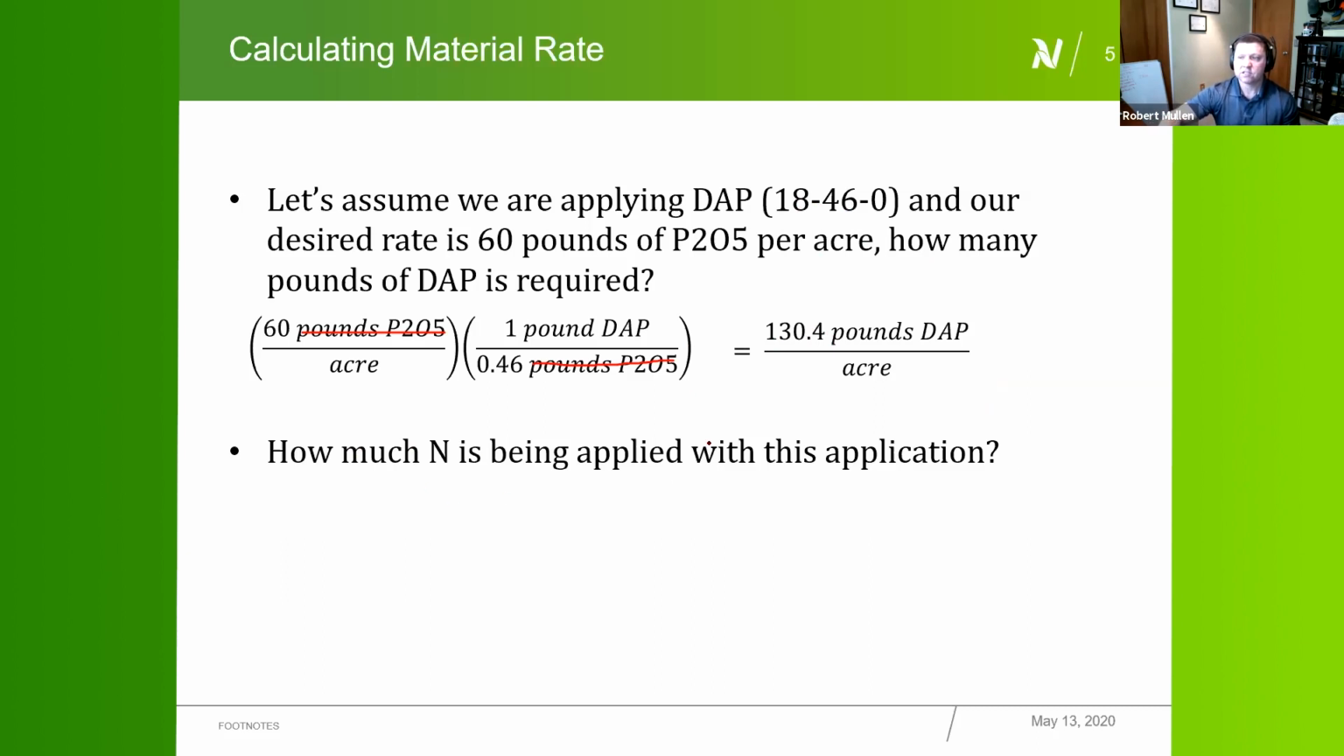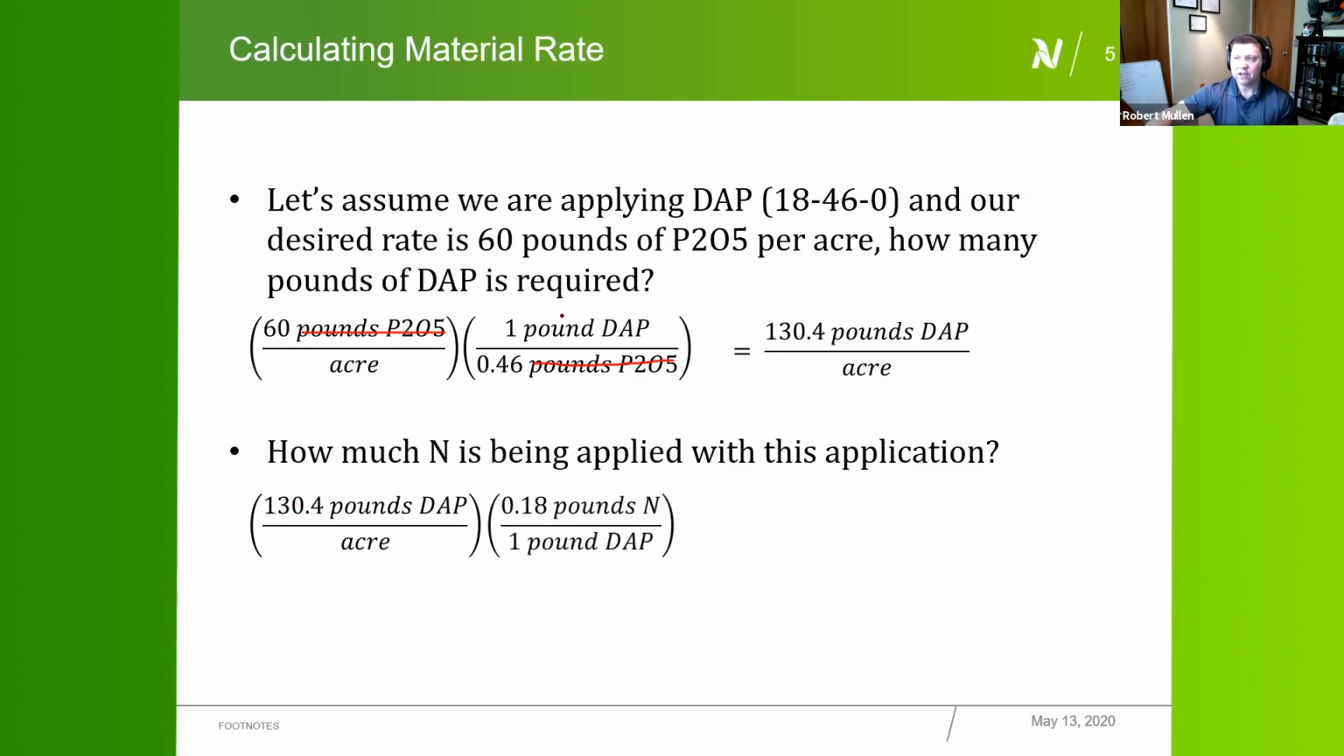So how much nitrogen is being applied when I'm applying my DAP to reach my desired phosphate rate? All right, so 130 pounds, that's what I'm supplying. Again, follow the units. I know that for every pound of DAP that I supply, I'm applying 0.18 pounds of nitrogen. And just in case you're wondering where this 0.18 comes from, this is on a percentage basis. So all I have to do is divide this by 100 to get it into a decimal. All right. So for every pound of DAP that I supply, I'm putting on 0.18 pounds of nitrogen.